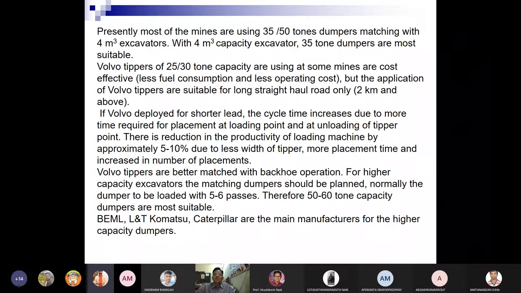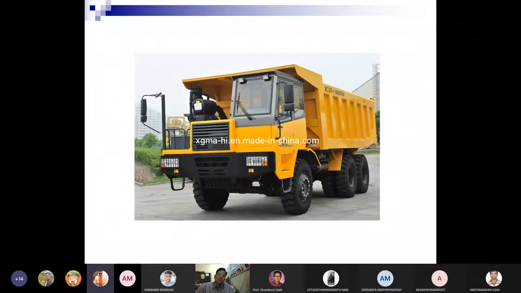For higher capacity excavators, the matching dumpers should be planned. Normally, the dumper is to be loaded with 5 to 6 passes. Therefore, 50 to 60 ton capacity dumpers are most suitable in open cast mines. BEML and L&T Komatsu, Caterpillar are the main manufacturers for the higher capacity dumpers. So this is the dumper picture which you can see, dumpers.